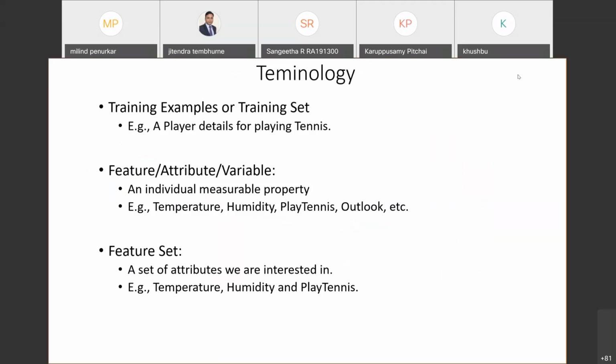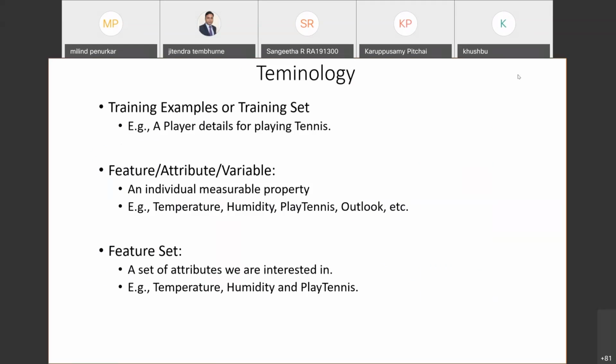So before we move to the decision learning mechanism, I would like to introduce some terminology that we would be using, and that terminology would help us to go ahead in a clear way.